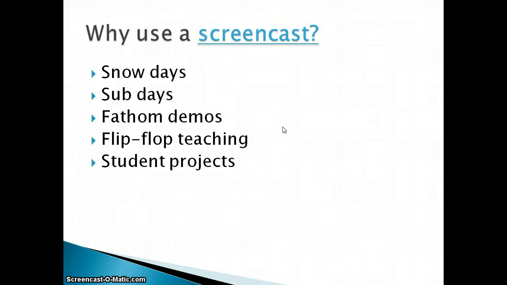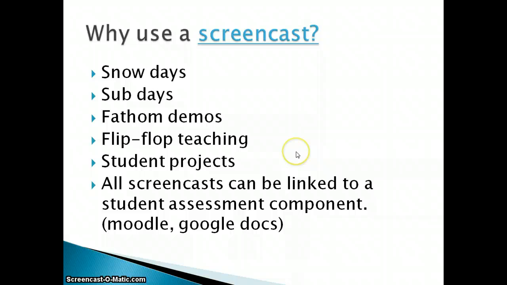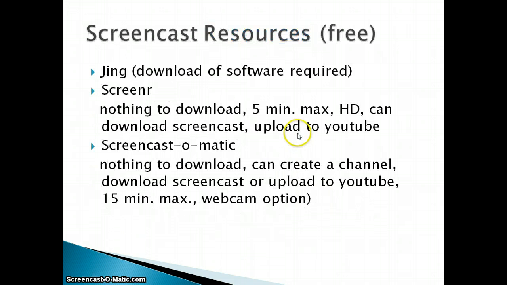Also, in my advanced algebra class this year, the students had a review packet for their final exam. They had to create a screencast on specific problems, and then we viewed those screencasts. And those students did actually very well on their final exam, probably in part because they had some very focused types of problems to take a look at. Also, screencasts can be linked to student assessment, either using Moodle or Google Docs, where they have specific questions that they need to answer after viewing the screencast.